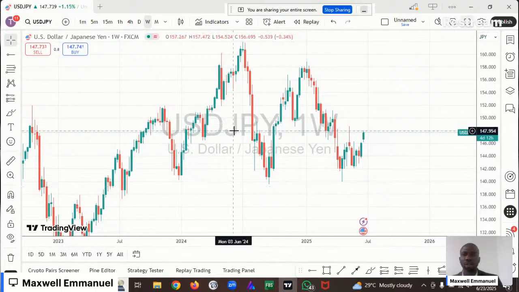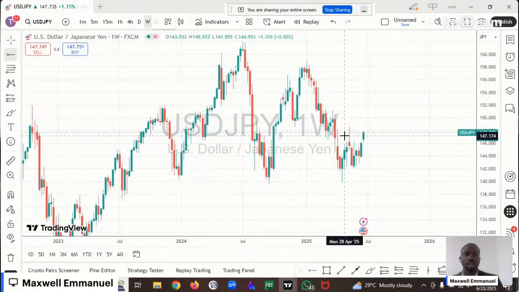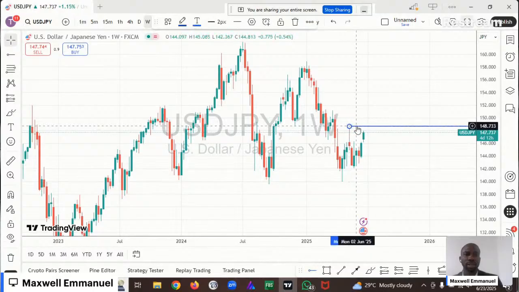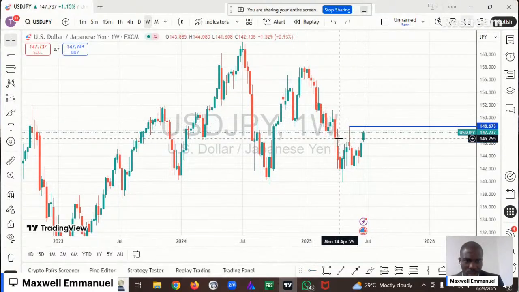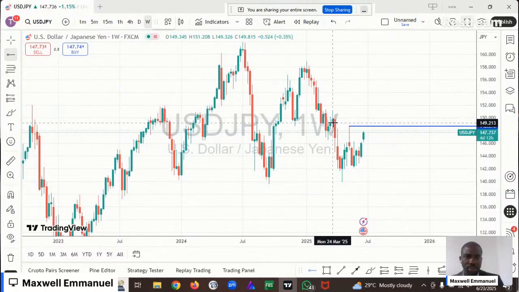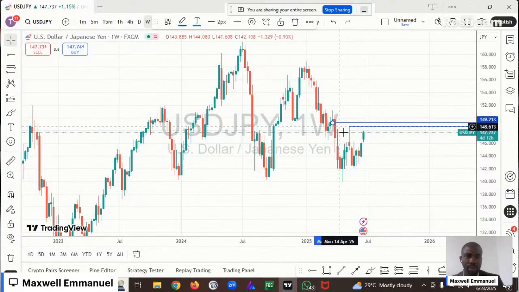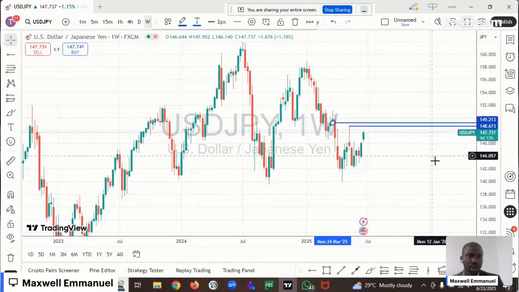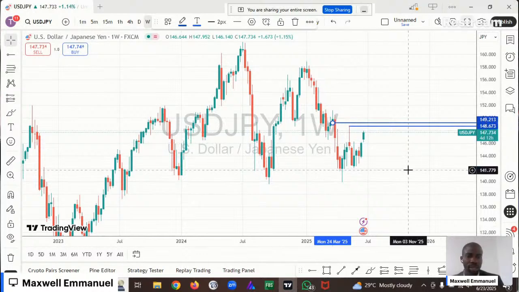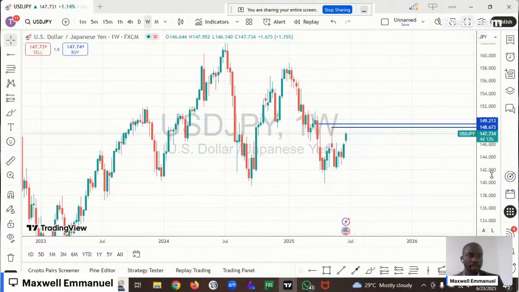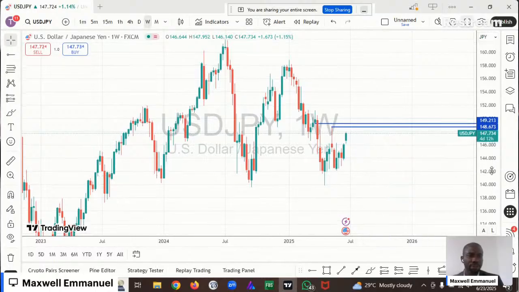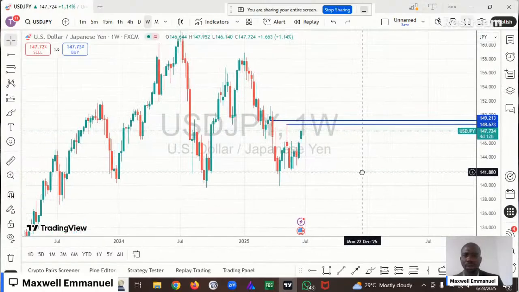It will definitely sweep this liquidity residing at this previous high. That's its next target. You can see we also have this fair value gap, and it will fill it. The market is currently at 147.73 and it's aiming for 149.21. That's about 150 pips.